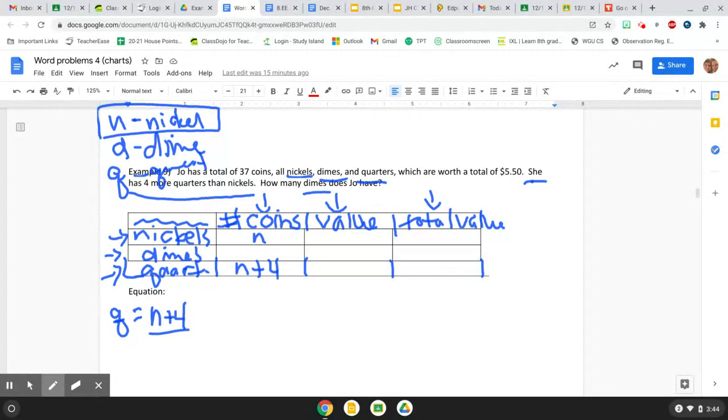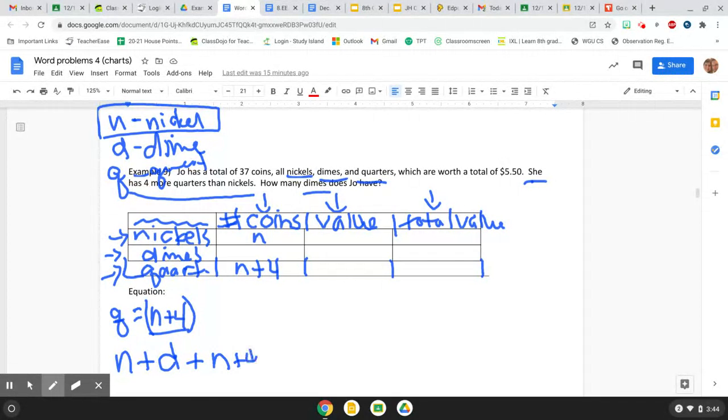Now I have to figure out how many dimes there are. Okay, so if I think about this, I know how many total coins there are. There's 37 of them. And that's the number of nickels, the number of dimes, and number of quarters combined. So if I say nickels, that's n, plus the number of dimes, which I don't know yet, and I don't have enough information to replace that with a different variable. So nickels plus dimes plus the number of quarters, well, I can use this, and at least I'll just have n and d.